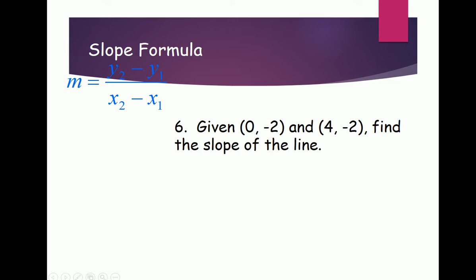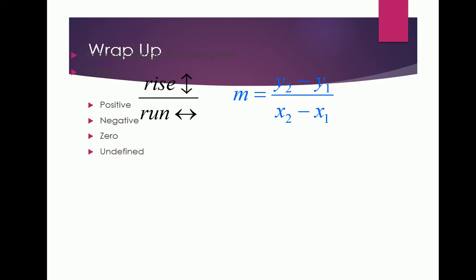In the second example, you can find that 0 is x1, -2 is y1, 4 is x2 and -2 is y2. When you apply the formula, negative 2 minus negative 2 over 4 minus 0, you should get 0. So this is a horizontal slope. To summarize everything, there are 4 kinds of slope: positive, negative, 0, and undefined.